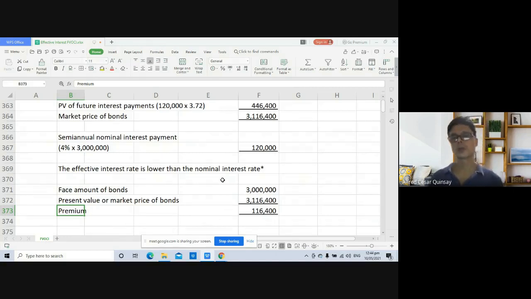Of course, I would like to take credit sa ating resource, which is Intermediate Accounting 1 by Valix, Peralta and Valix.